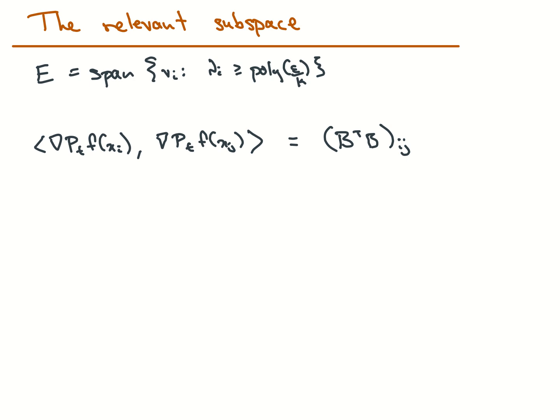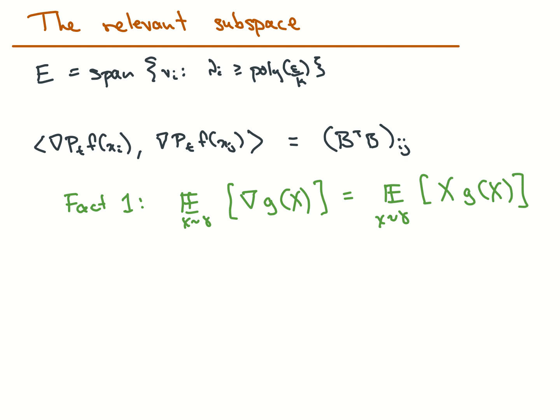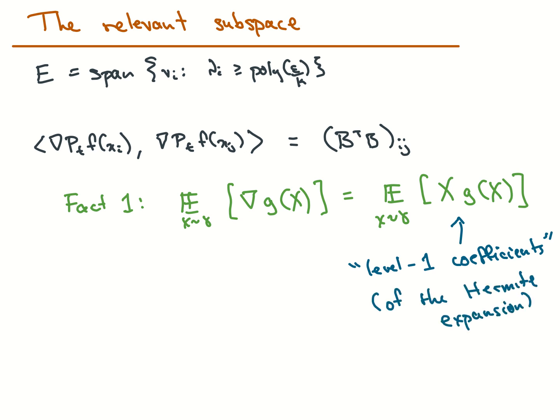So the first trick is that integrating by parts against the Gaussian density, you get that the expectation of the gradient of any function is the same as the expectation of x times that function. This thing on the right-hand side is sometimes called the level 1 coefficients of f because it's the degree 1 part of the Hermite expansion of f, which is the Gaussian analog of the Fourier expansion on the discrete cube.